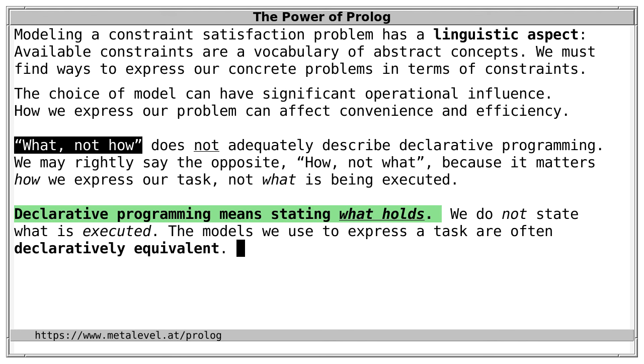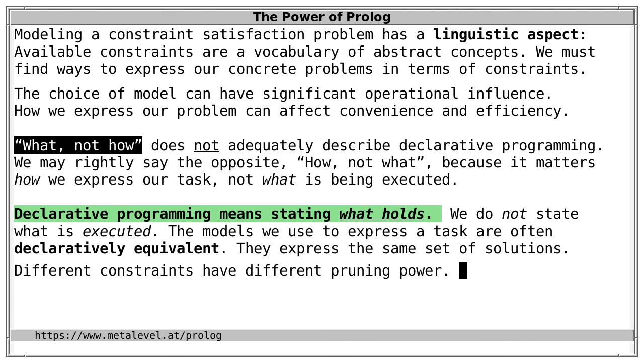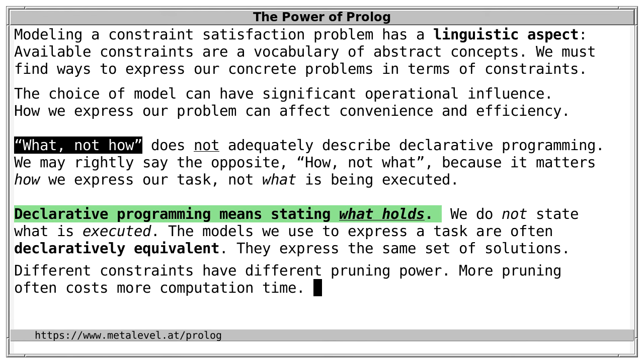The models we use are often declaratively equivalent. They express the same set of solutions, but procedurally they are often different. For instance, because different constraints have different pruning power. More pruning power may make propagation slower because it costs more computation time, and it may make the overall process faster because strong pruning reduces the amount of search. So, as mentioned, propagation is a trade-off between strength and speed. And depending on the task, strong propagation can be worthwhile.